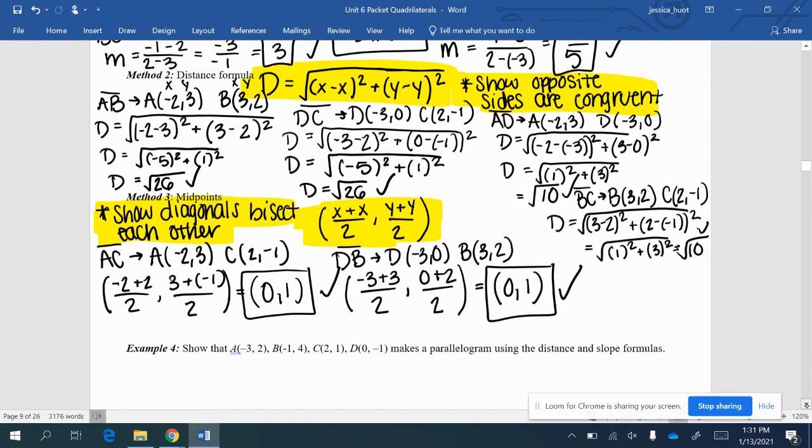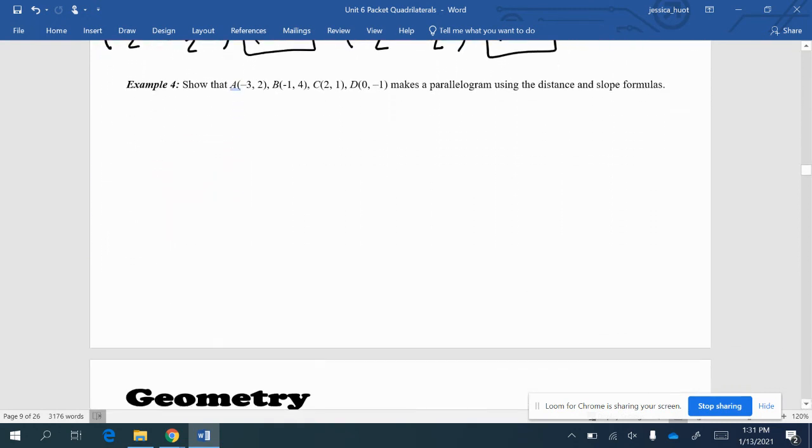Okay, so I think we're going to do example 4 in class, just because I'm sure that was a lot, and it'd be good to hear me talk about it in class as well. So I'll do example 4 in class. So that's all.